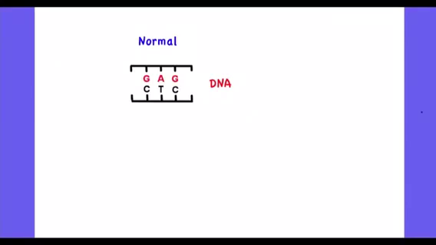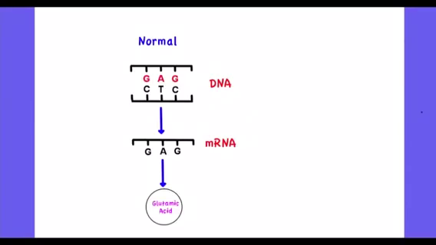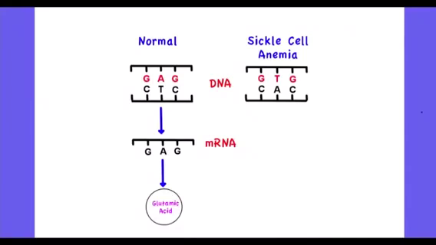So under a normal situation there is a triplet on DNA, GAG, and when that goes through transcription to the mRNA and then finally through translation, it produces the amino acid glutamic acid. However, the base substitution mutation changes the A in the GAG to GTG.